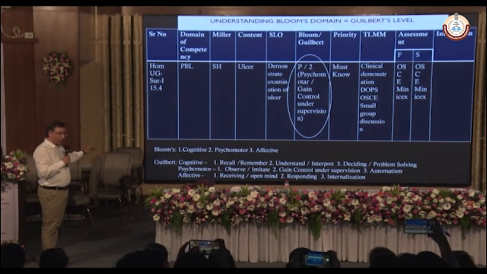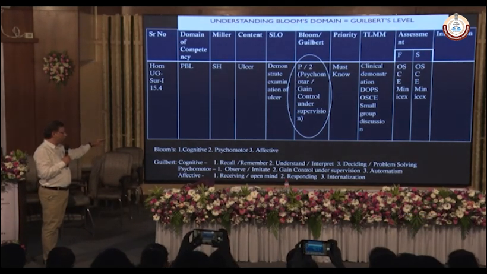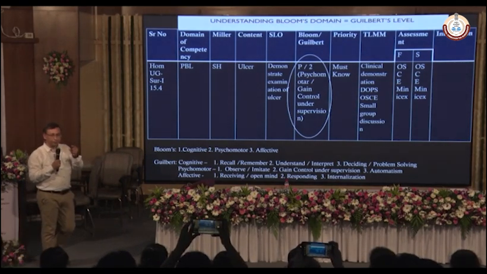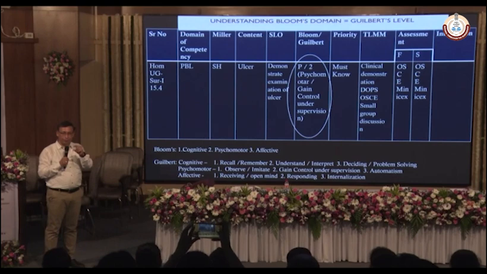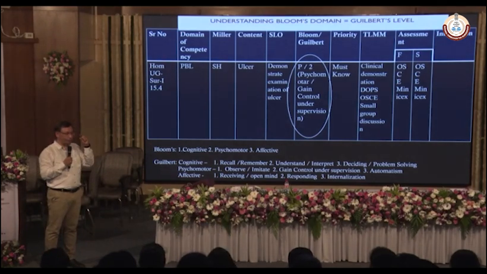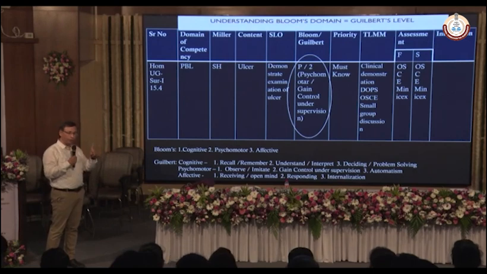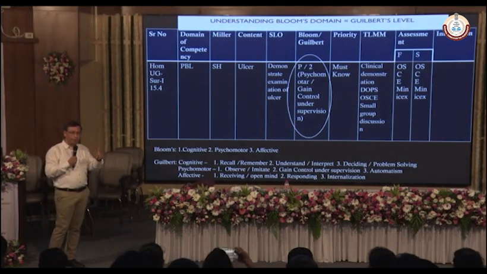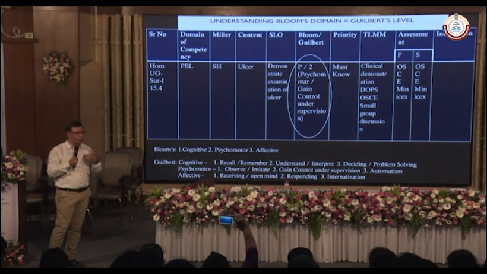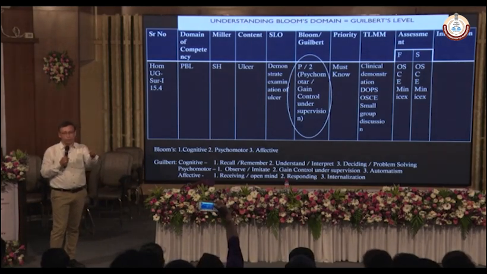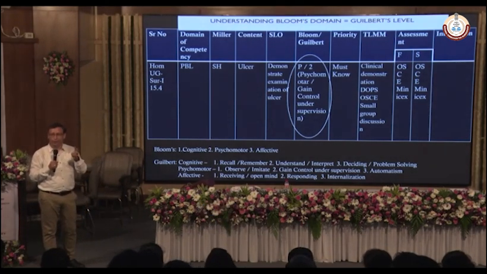In psychomotor, the levels are observe, gain control under supervision, and automatism. Like Ryle's tube insertion: when you demonstrate, it is only at Gilbert level 1. When the student does it under your supervision, that is level 2. And when you ask the student to do the Ryle's tube on their own, that is level 3.